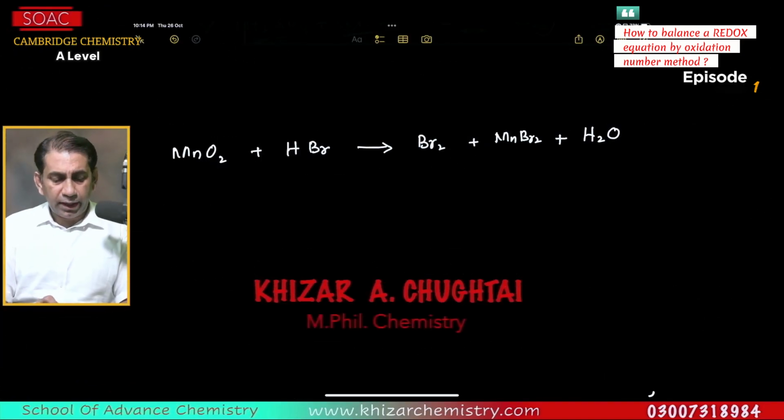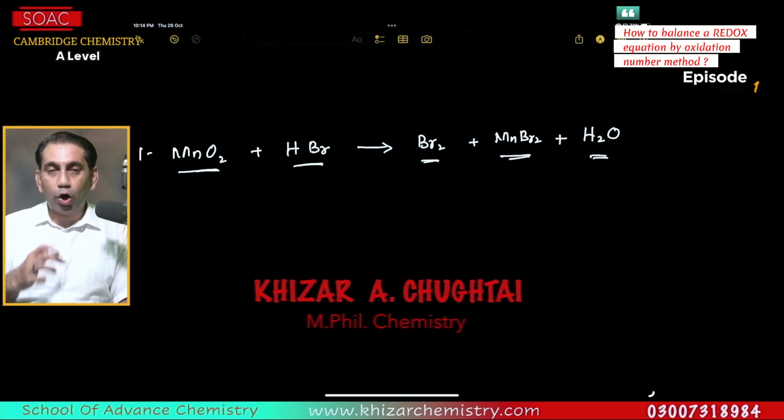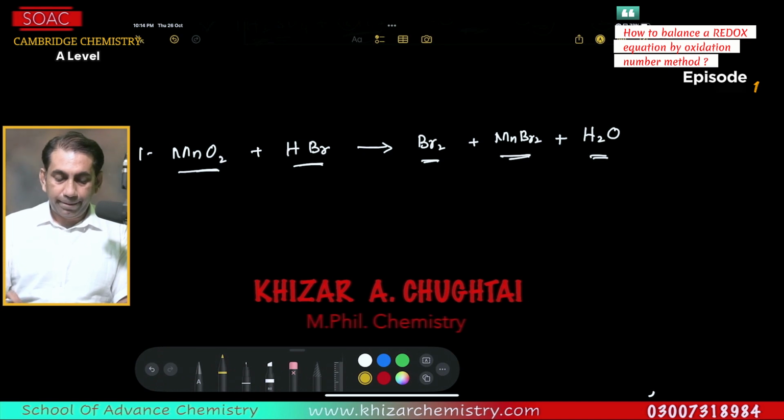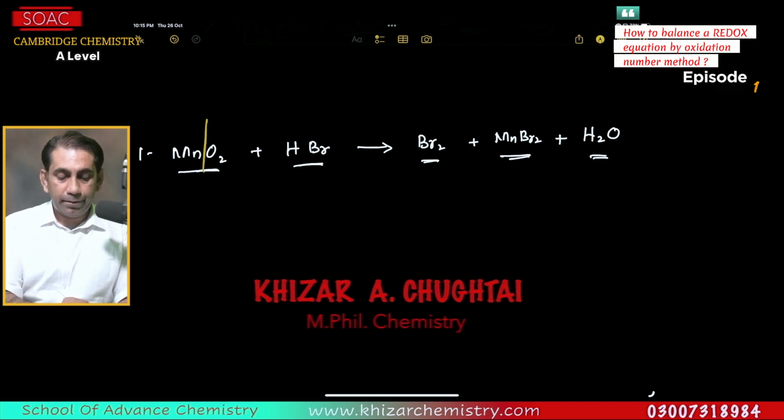Now come to another example. MnO2 plus HBr goes to Br2 plus MnBr2 plus H2O. Once again, step number 1 is to find the oxidation number of each and every element. So in the first step, I'm going to mark the oxidation state.